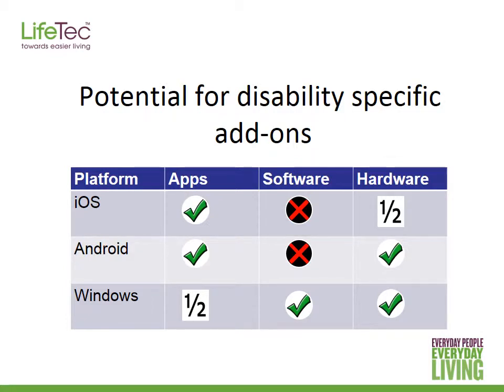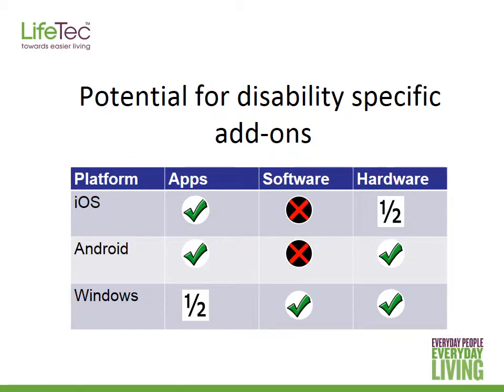For Windows, there are some disability-specific apps available, but there is a lot less. However, for Windows, you can download disability-specific software onto some of the devices. So the software tends to be more comprehensive than some of the apps, whereas you can't download external software onto the iOS and Android devices.